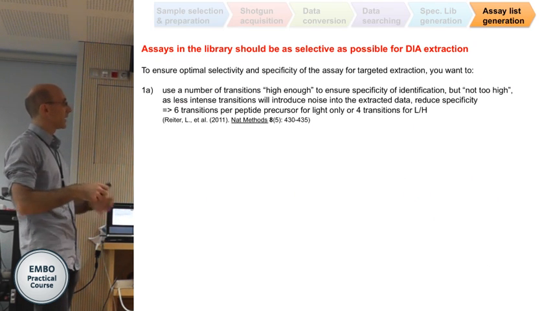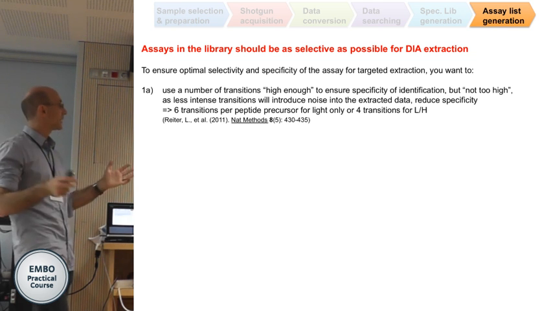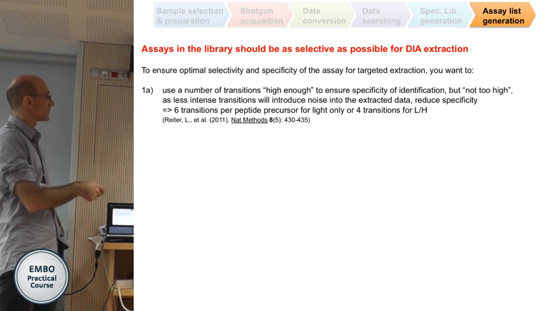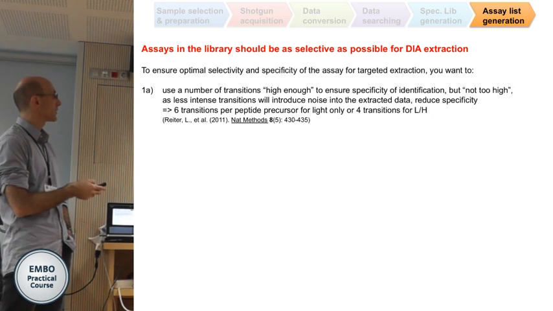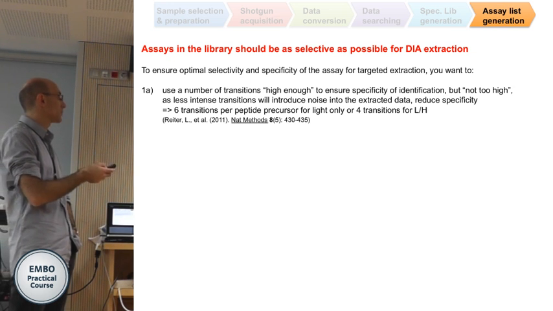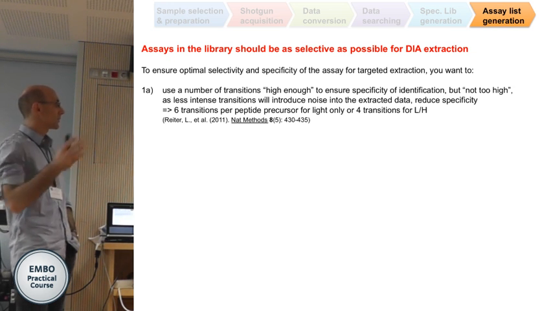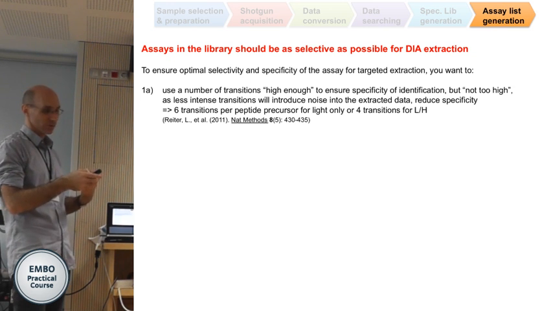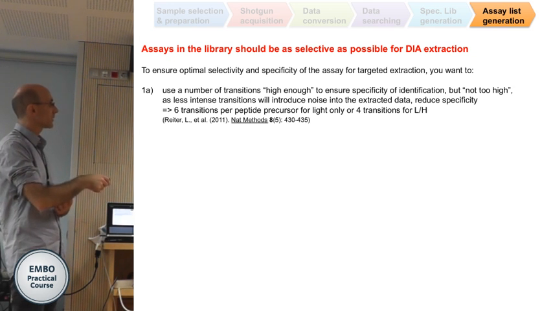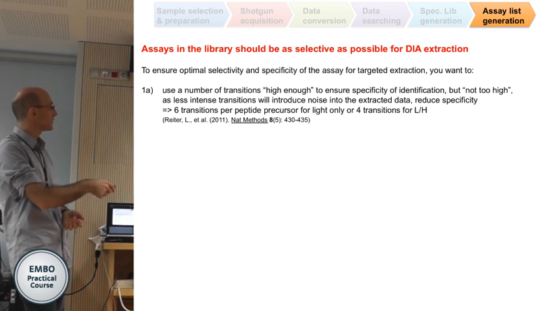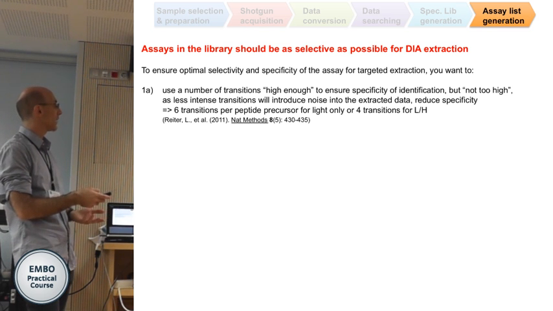And the last step is basically how to make the final table from the spectral library. Here you want to use like 6 transitions. This is what we basically want to recommend. This is high enough to ensure specificity, but not too high to introduce too much noise. And this was already a recommendation also for SRM in this paper. So 6 transitions for light.